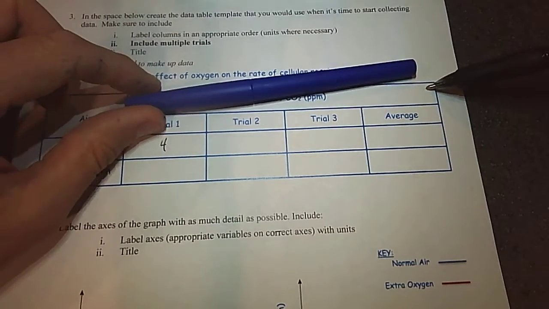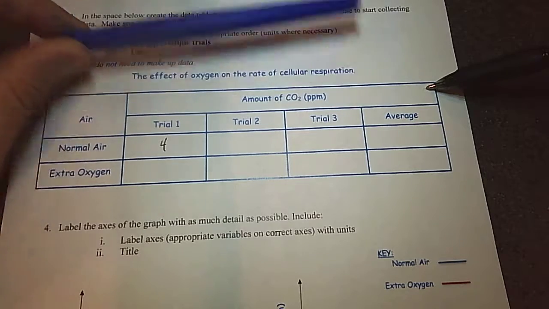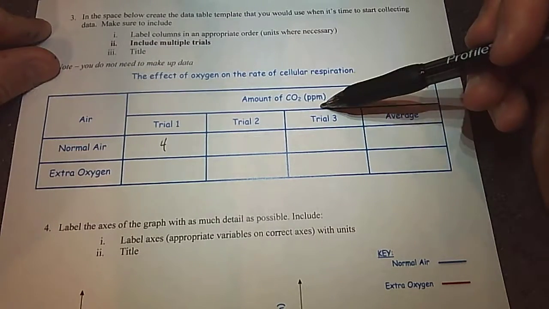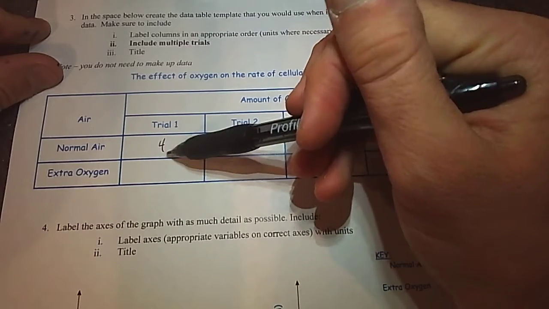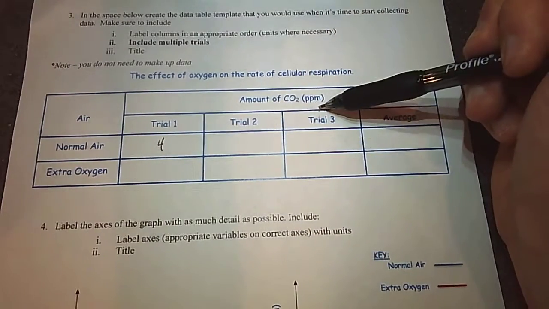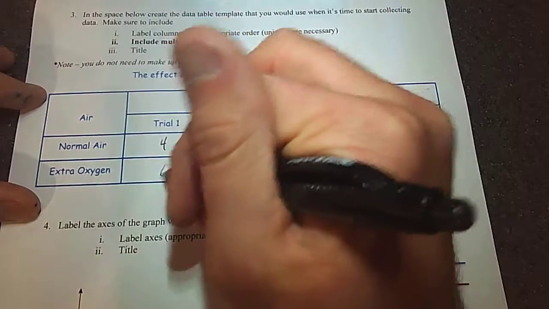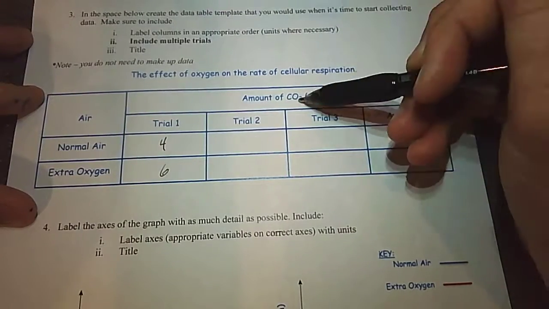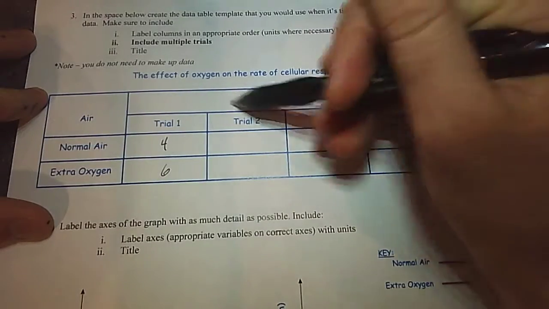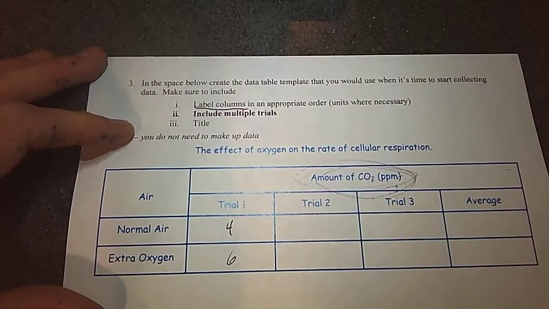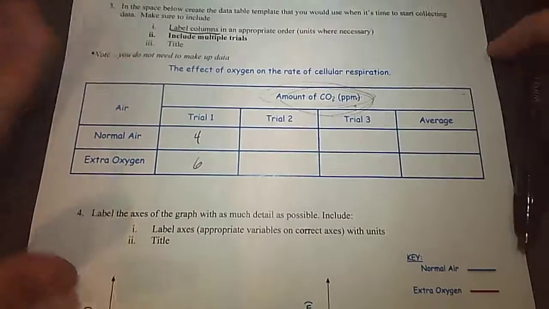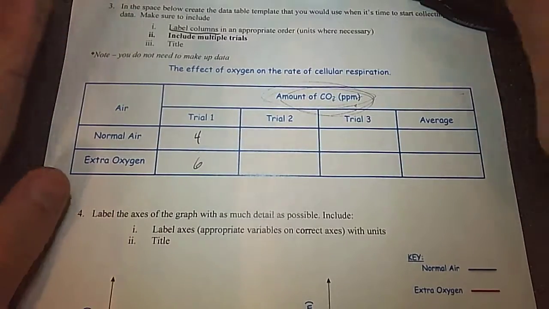So you need to have your dependent variable, specifically what you're measuring and in what unit you're measuring it. So the amount of carbon dioxide in parts per million. So if I have a 4 here, it's like 4 parts per million of carbon dioxide. If I get a 6 here, 6 parts per million of carbon dioxide. So this is incredibly important. That's involved in labeling your columns, and I've seen this be missed a decent amount.